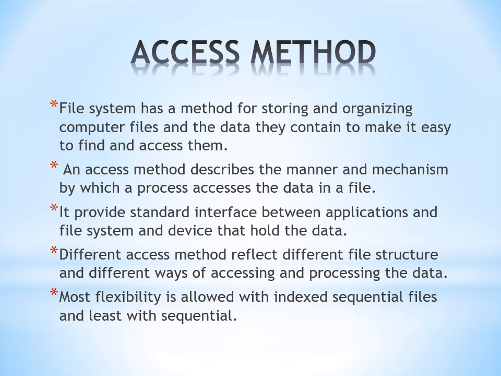Any access method will describe the manner and the mechanism by which a process accesses the data in a file. This access method provides the standard interface between the application, the file system, and also the devices that hold the data. The different access methods reflect different file structures and different ways of accessing and processing the data. The most flexible is indexed sequential files and the least is sequential.